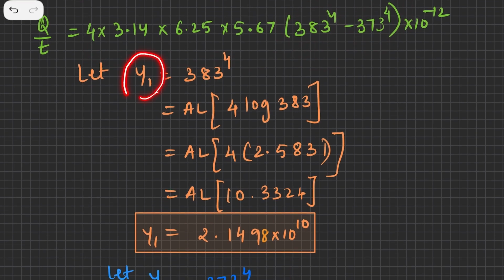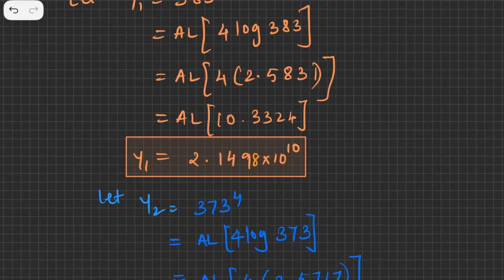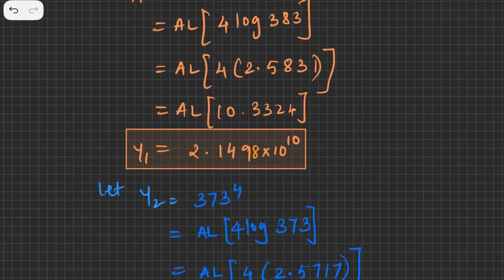So y1, I am just assuming that y1 is 383 raised to 4. Now the property of log says that the 4 comes ahead, so I have taken 4 outside. I have applied log and antilog together, and 4 comes ahead, and this is log 383. Now I'll try to find the log of this. 383 has 3 digits, so the characteristic is 2, and we'll have to see the mantissa, that is 38.3. So 38.3 will give me 5831. Now simple multiplication: 4 ones are 4, 4 threes are 12, 4 eights are 32, 4 fives are 20, and you get 10.334 and so on. And y1 I got, I'll find out the antilog.